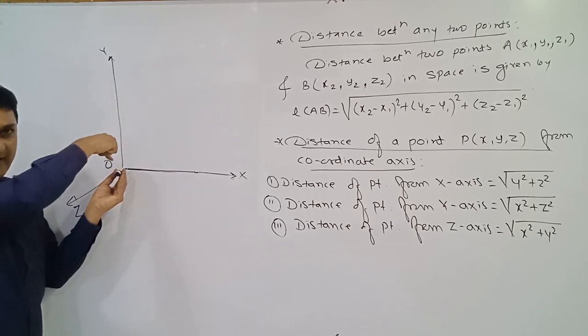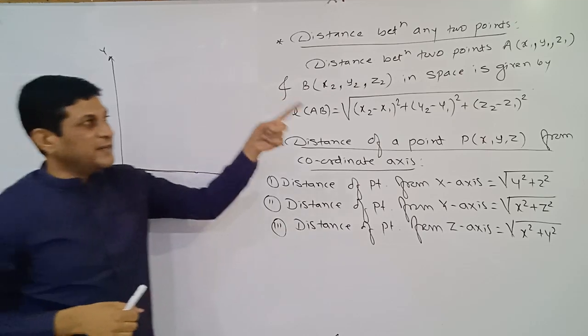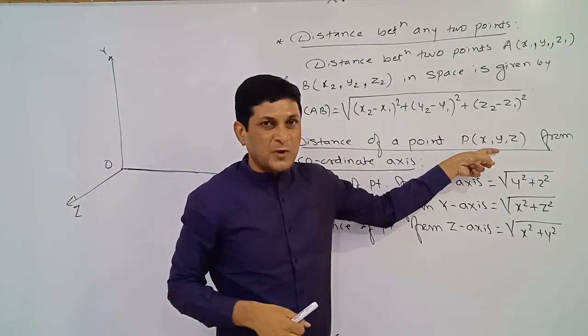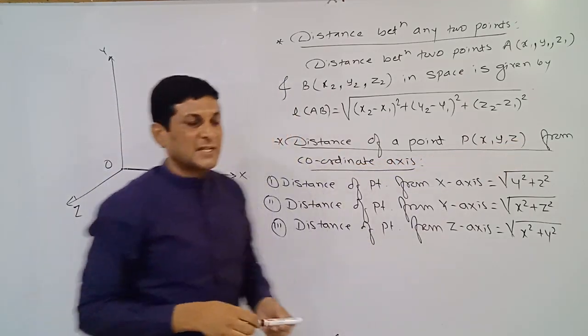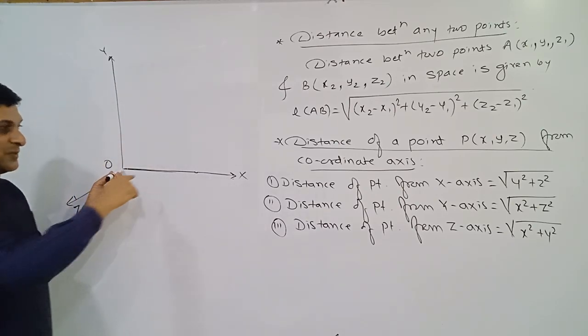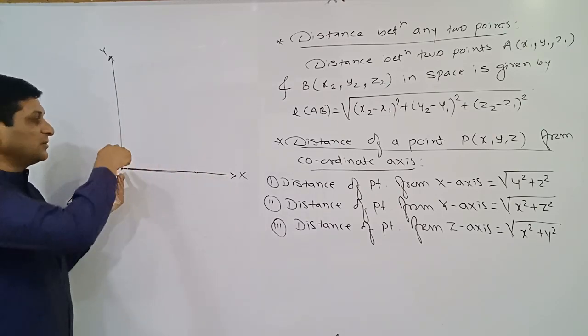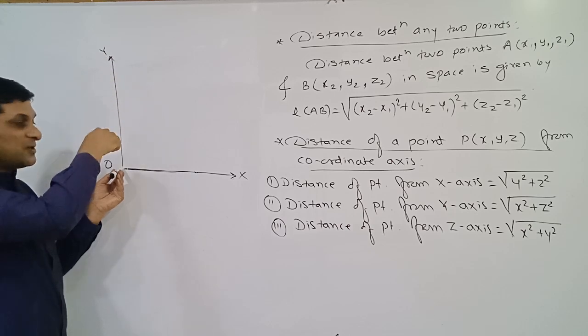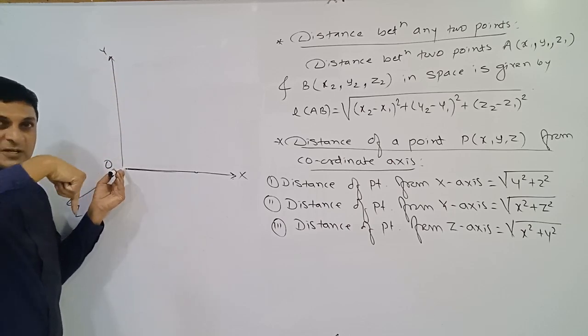Now what are the coordinates of the point? x, y, z. Let this be the x coordinate, measured on the x axis, the y coordinate is measured on the y axis, and the z coordinate is measured on what?